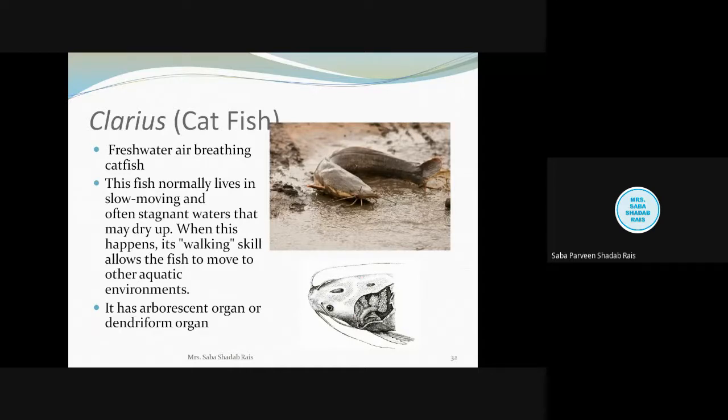Now they will also have the normal gills. Usually this particular type of fish is found in stagnant water. So there is a high chance that the water may dry up, and at that time they can move to another aquatic environment. They can walk for kilometers also. They roam and roam, and they go to another aquatic environment. They search for another environment, and there they stay in the water.